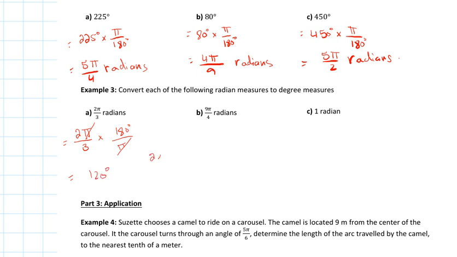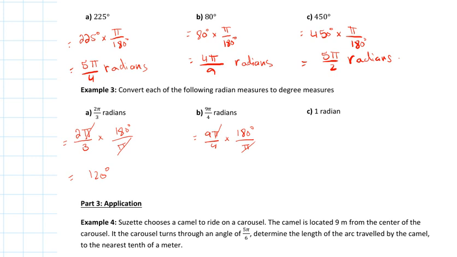All right, now I have 9 pi over 4 radians, so that's going to be 9 pi over 4 times 180 over pi. That's how you convert from radians to degrees. The pi will cancel each other, and then you multiply the 9 times the 180, and then divide that by 4, and that's going to be 405 degrees.